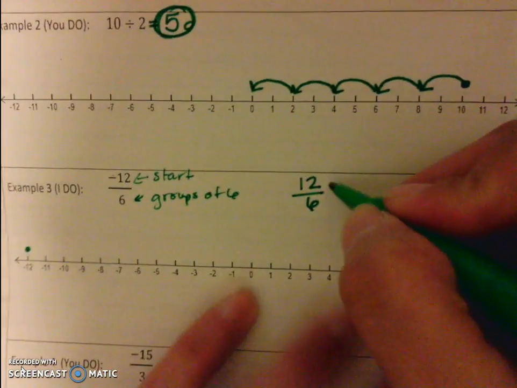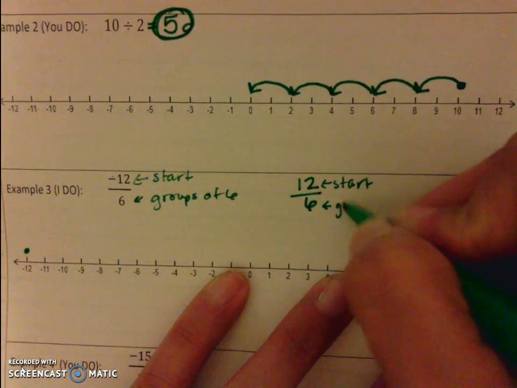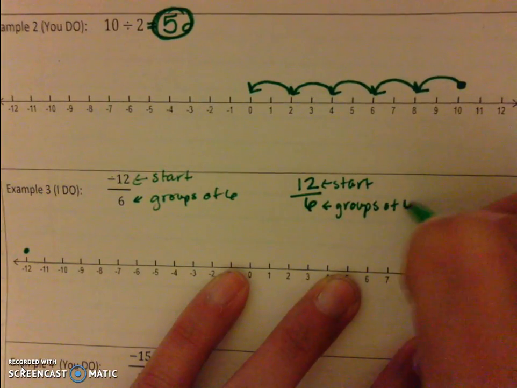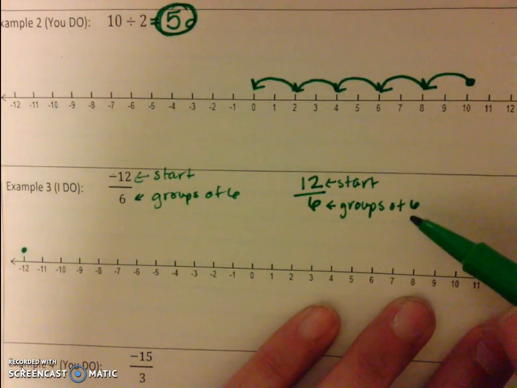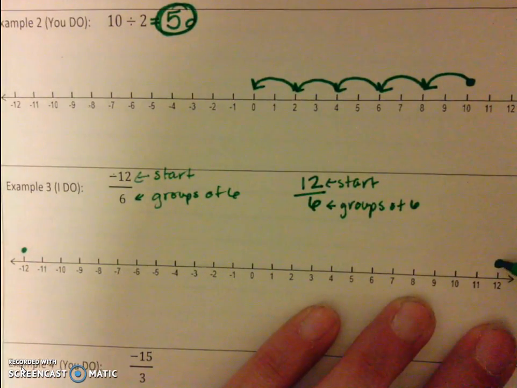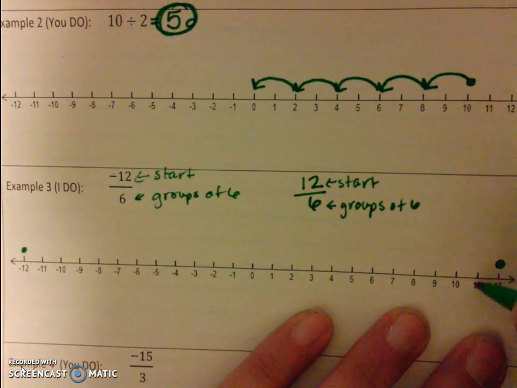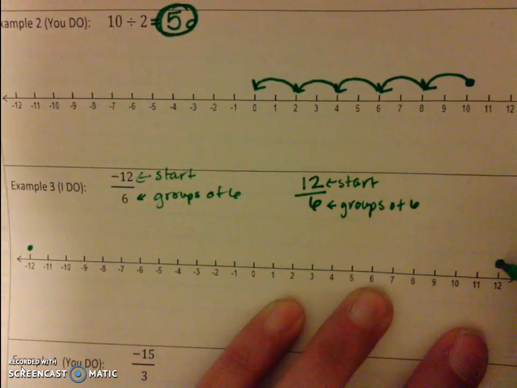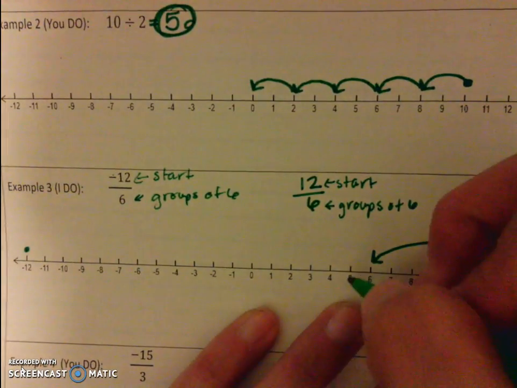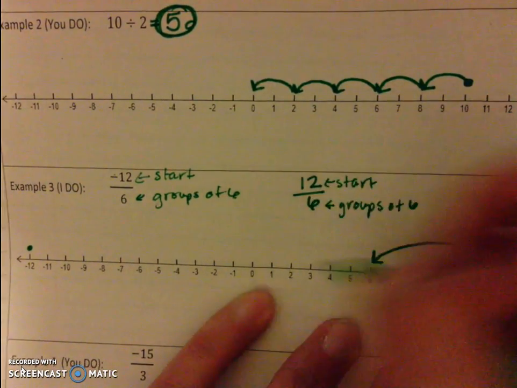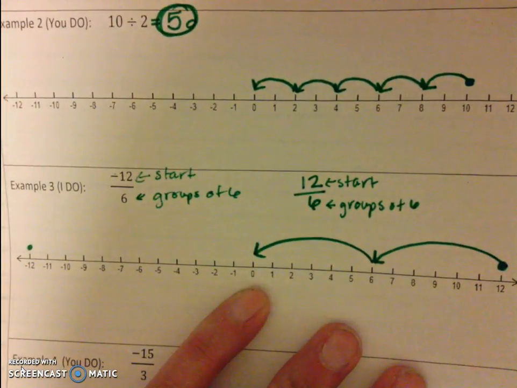So this time I'm going to start at 12 and I'm going to make groups of 6. And I can make groups of 6 here because I'm starting at a positive. Okay, so I'm going to go 12 and then I'm going to count 6. 1, 2, 3, 4, 5, 6. So that takes me to 6. That's one group. So now I'm going to count another 6. 1, 2, 3, 4, 5, 6. So that takes me to 0. So I made 2 groups, right?